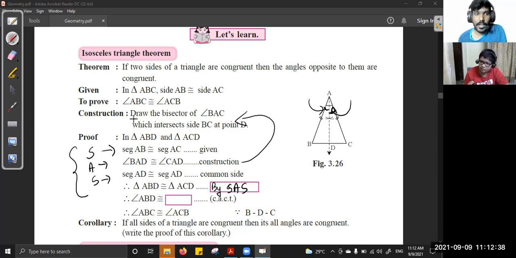Did you understand this up to here, whatever I said? I'm saying, did you understand this, whatever we did here? Yes, I understood that. Okay.